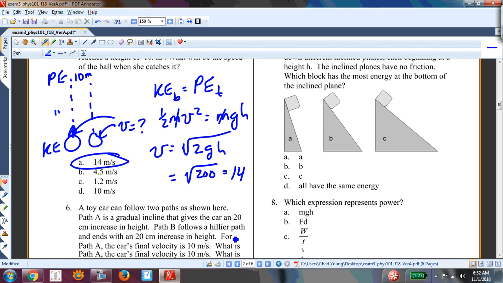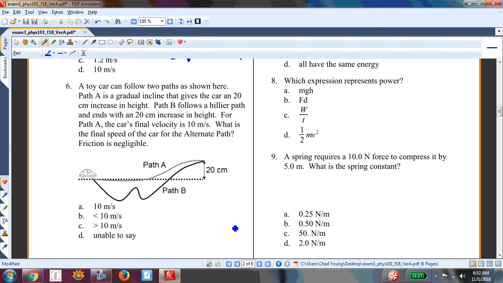So 5 is A. 6: a toy car follows 2 paths shown here. They both come to an increase of height of 20 centimeters, but on path B it follows this curvy path. I want to know what is the final speed of the car for the alternate path. That's path B. Let's see, I'll change this to path B. I had different words there before. Because friction is negligible, the only forces here at work are conservative forces. So they conserve energy. That means the amount of energy doesn't change. So regardless of the path, both cars will have a speed of 10 meters per second.